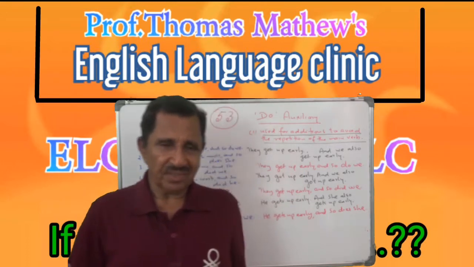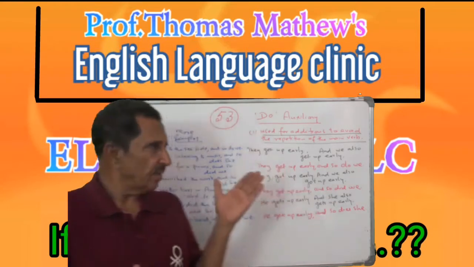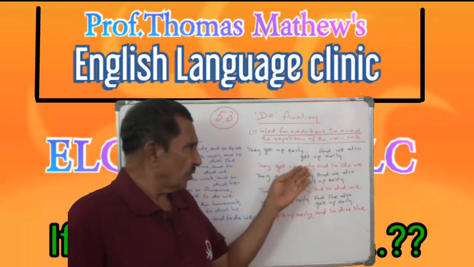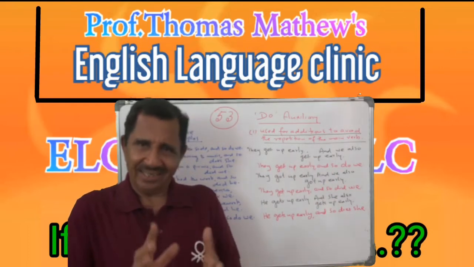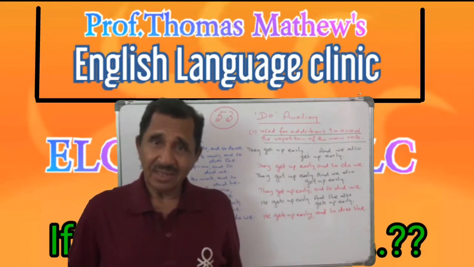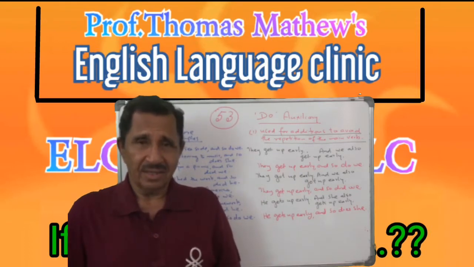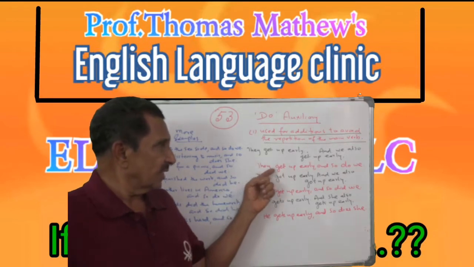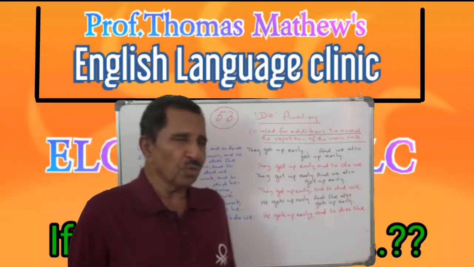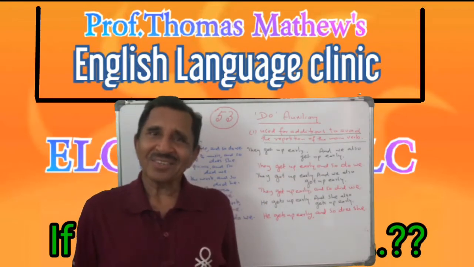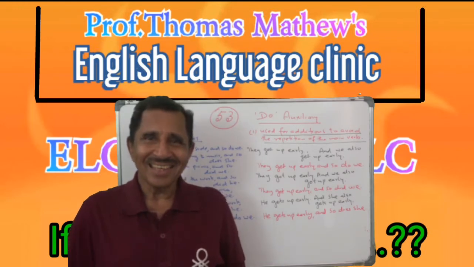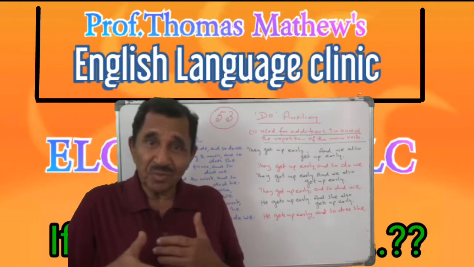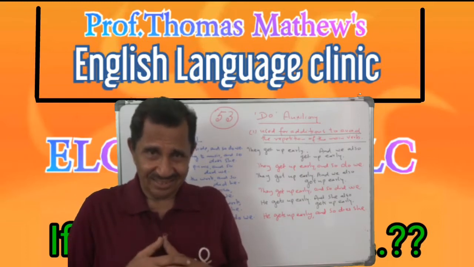So, for example, if you say, they get up early, and we also get up early, that is adding. They get up early, so we also get up early. Instead of repeating the main verb, you can say, they get up early and so do we. So simple, isn't it? They get up early and so do we. So, use of do for additions.